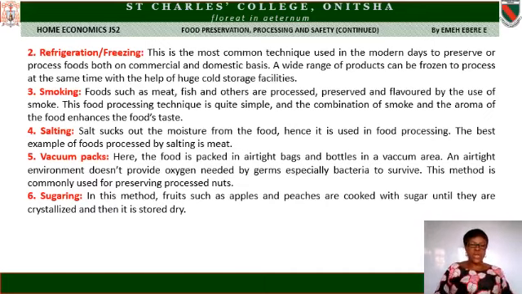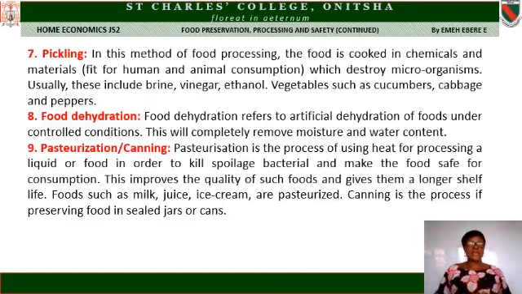Then the 6th one is sugaring. In this method, fruits such as apple and peach are cooked with sugar until they are crystallized, and then stored dry. Number 7, pickling. In this method of food processing, the food is cooked in chemicals and materials fit for human and animal consumption, which destroy microorganisms. Usually, these include brine, vinegar, ethanol. Vegetables such as cucumber, cabbage, and peppers are also processed using pickling.